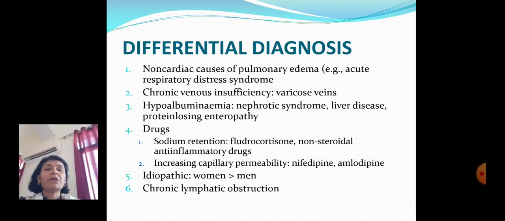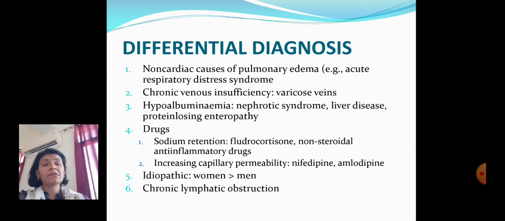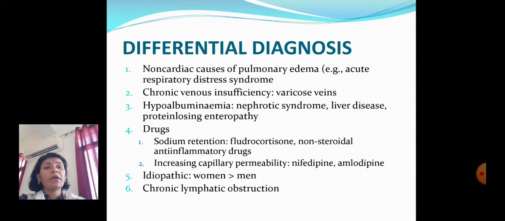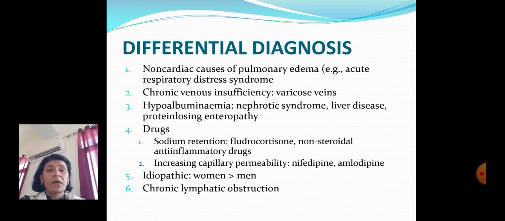Then coming to differential diagnosis. There can be various differentials for the heart failure syndrome. It can be because of non-cardiac causes of pulmonary edema like acute respiratory distress syndrome, then chronic venous insufficiency, varicose veins. Edema and increased fluid overload can also be seen in other causes like hypoalbuminemia because of nephrotic syndrome, liver disease, or protein-losing enteropathy.